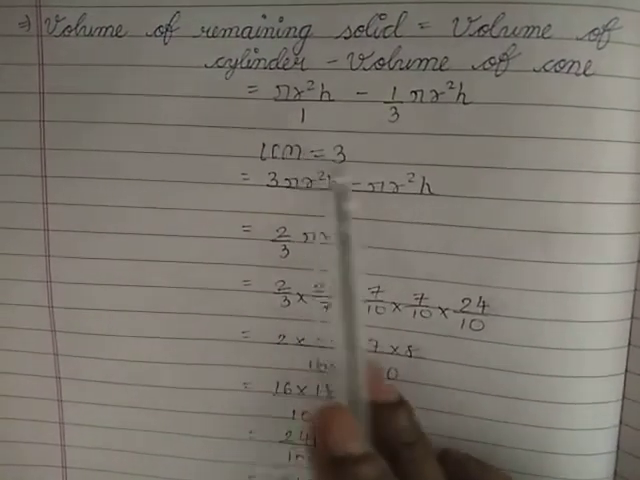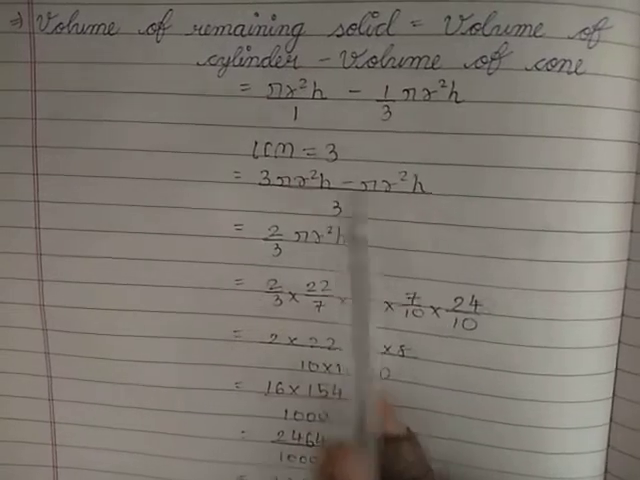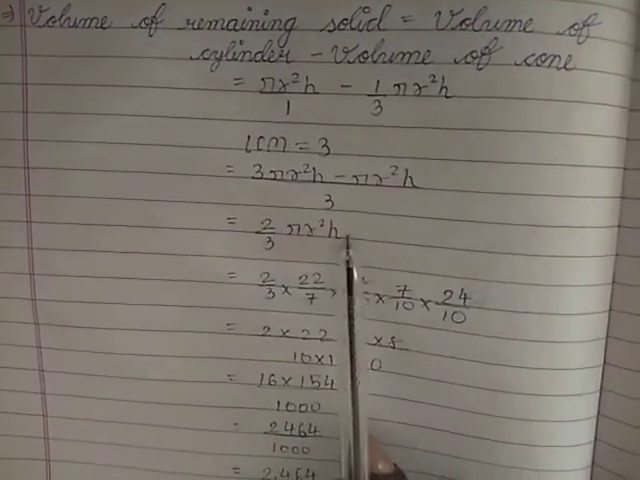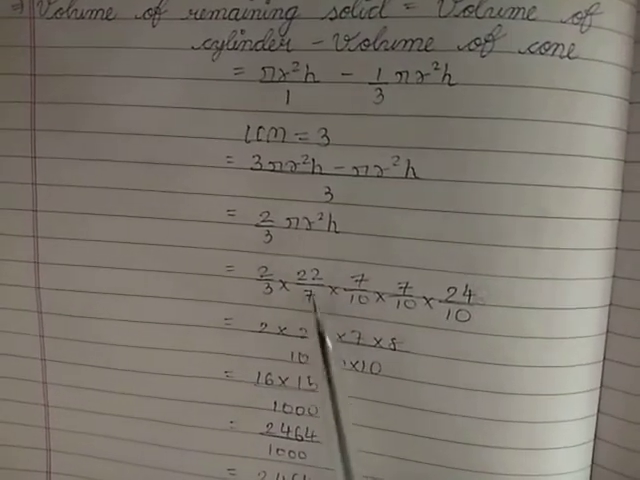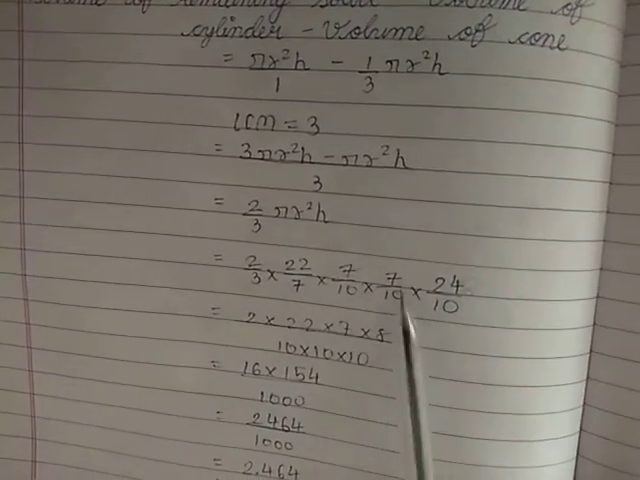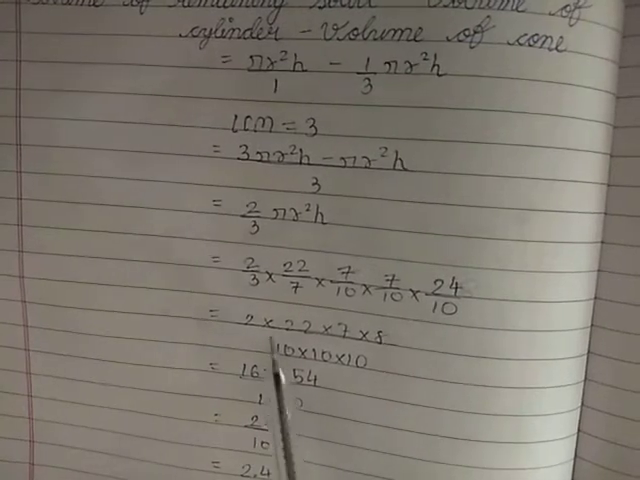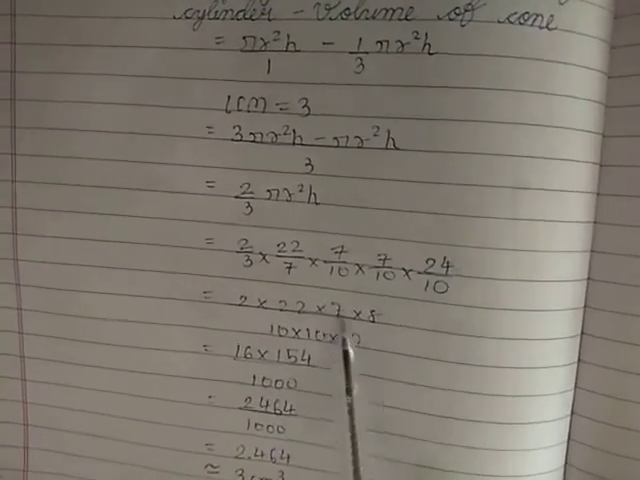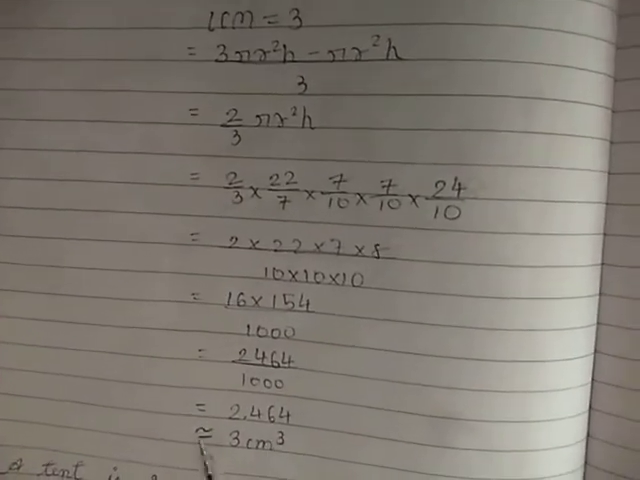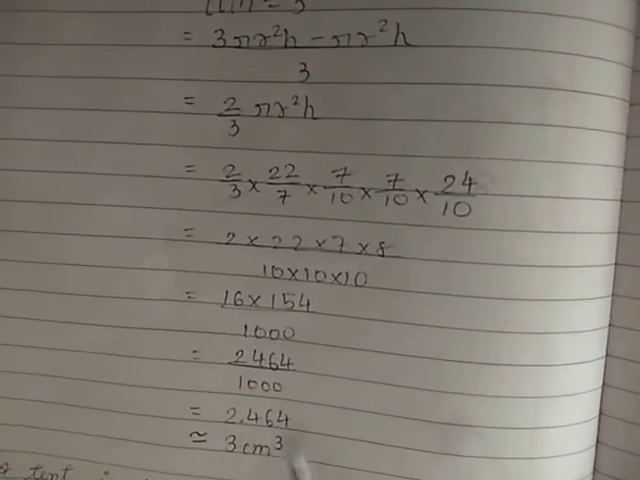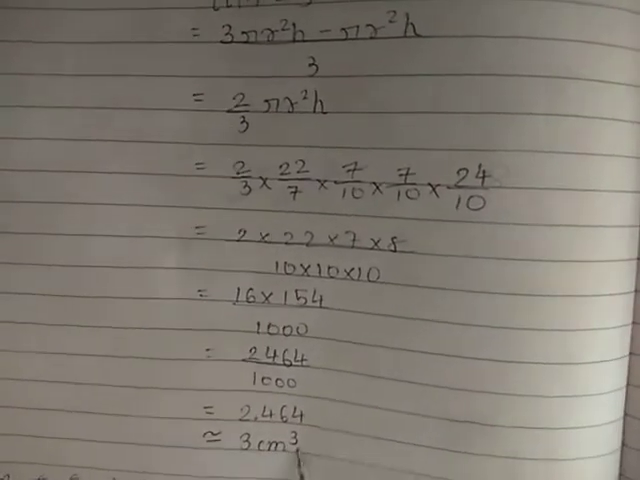Okay, you have to take LCM as 3. So 3 minus 1, 2. So 2 by 3 pi r square h. Substitute the value of pi, 22 by 7, and this 7 by 10, 7 by 10, 24 by 10. So 2 into 22 into 7 into 8, divided by 1000. If you simplify it, you will get 2.46. So nearest is about 3 centimeter cube.